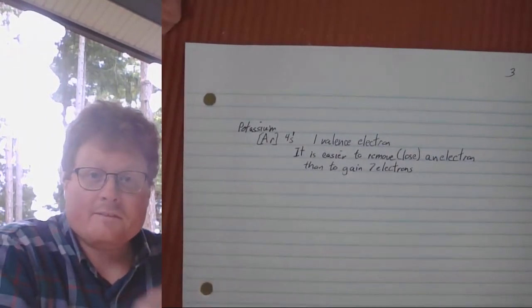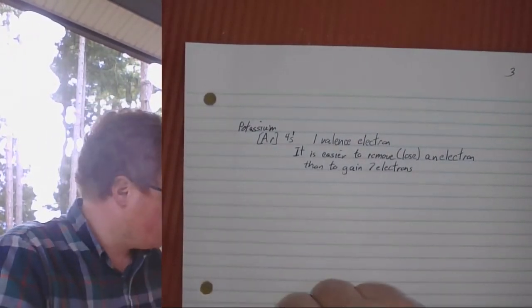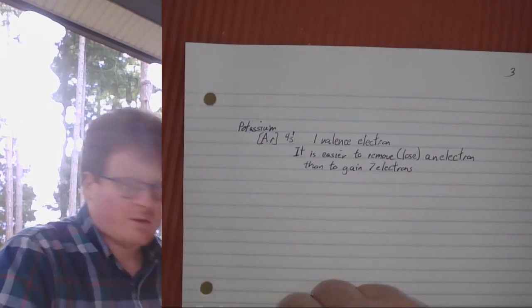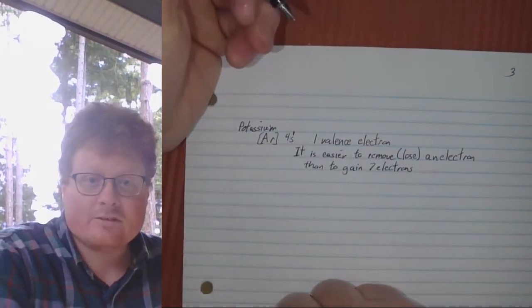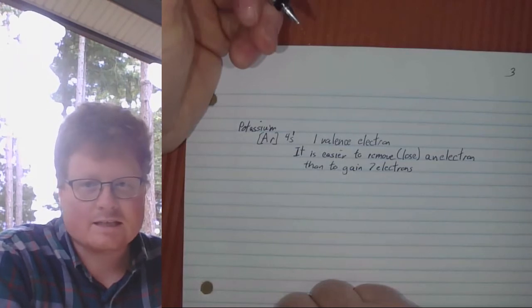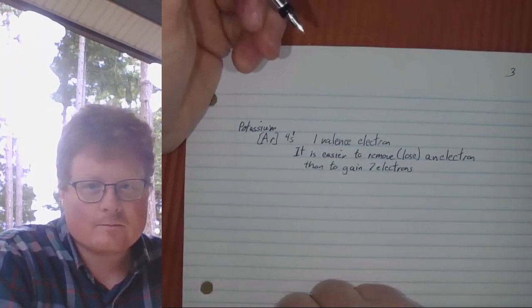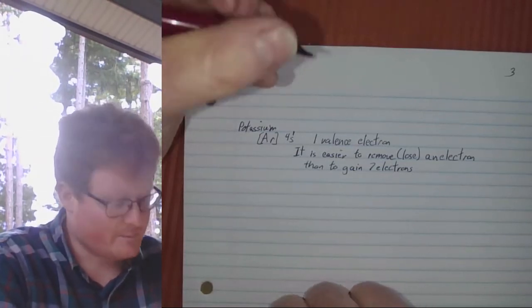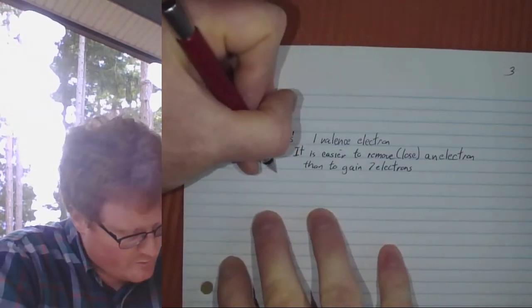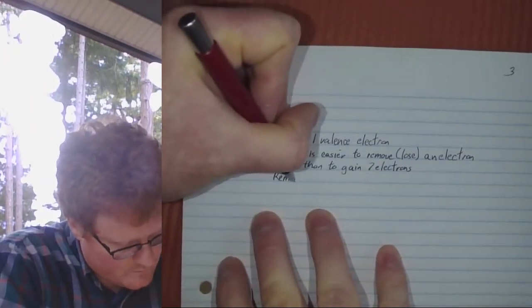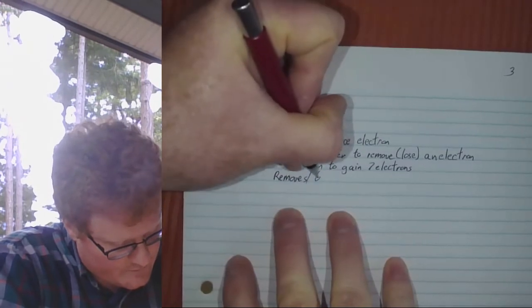So potassium would have to gain 7 electrons to be isoelectronic with krypton. Is it feasible to gain 7 electrons? No, it's not. But it can lose an electron. It's going to be easier. Hey, get rid of it, remove it.